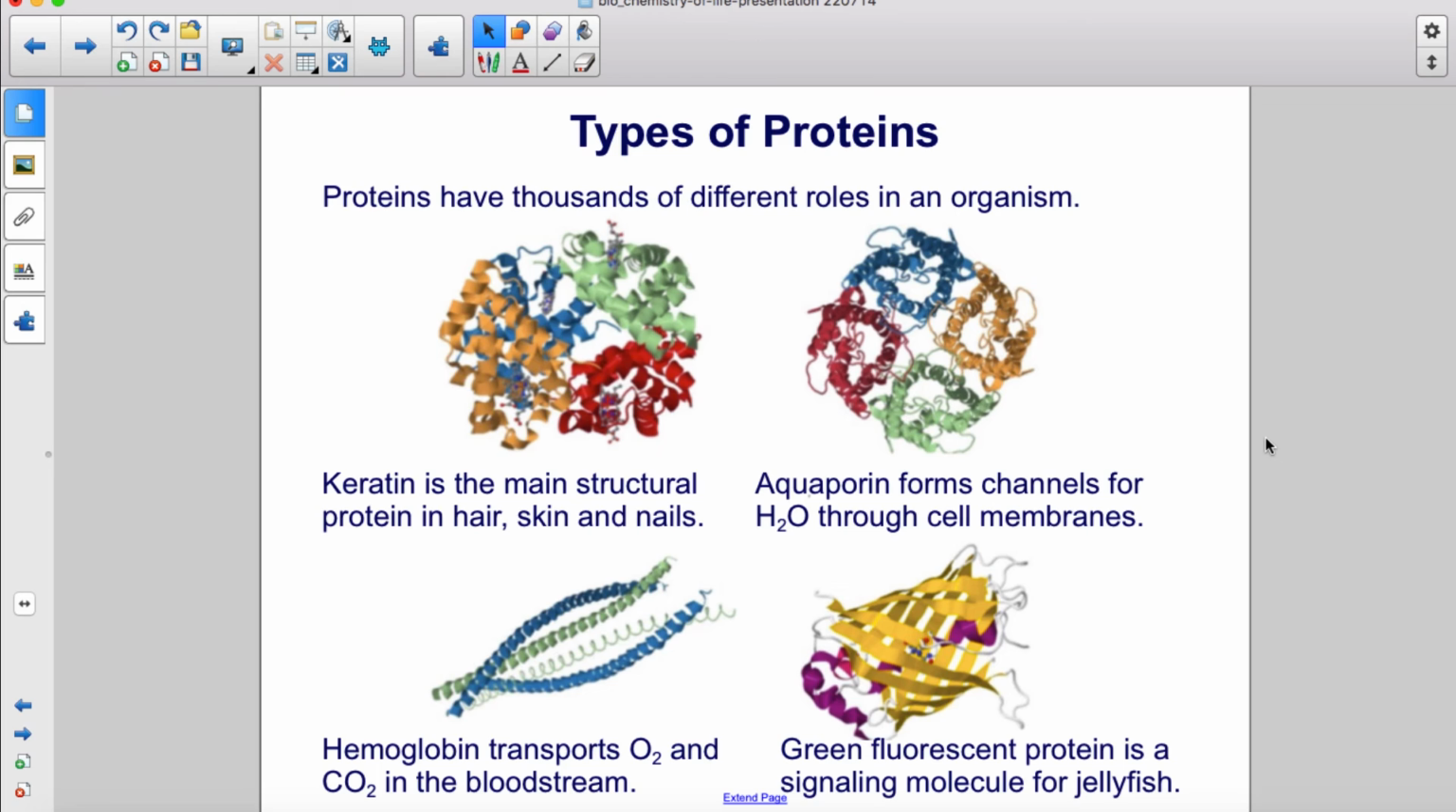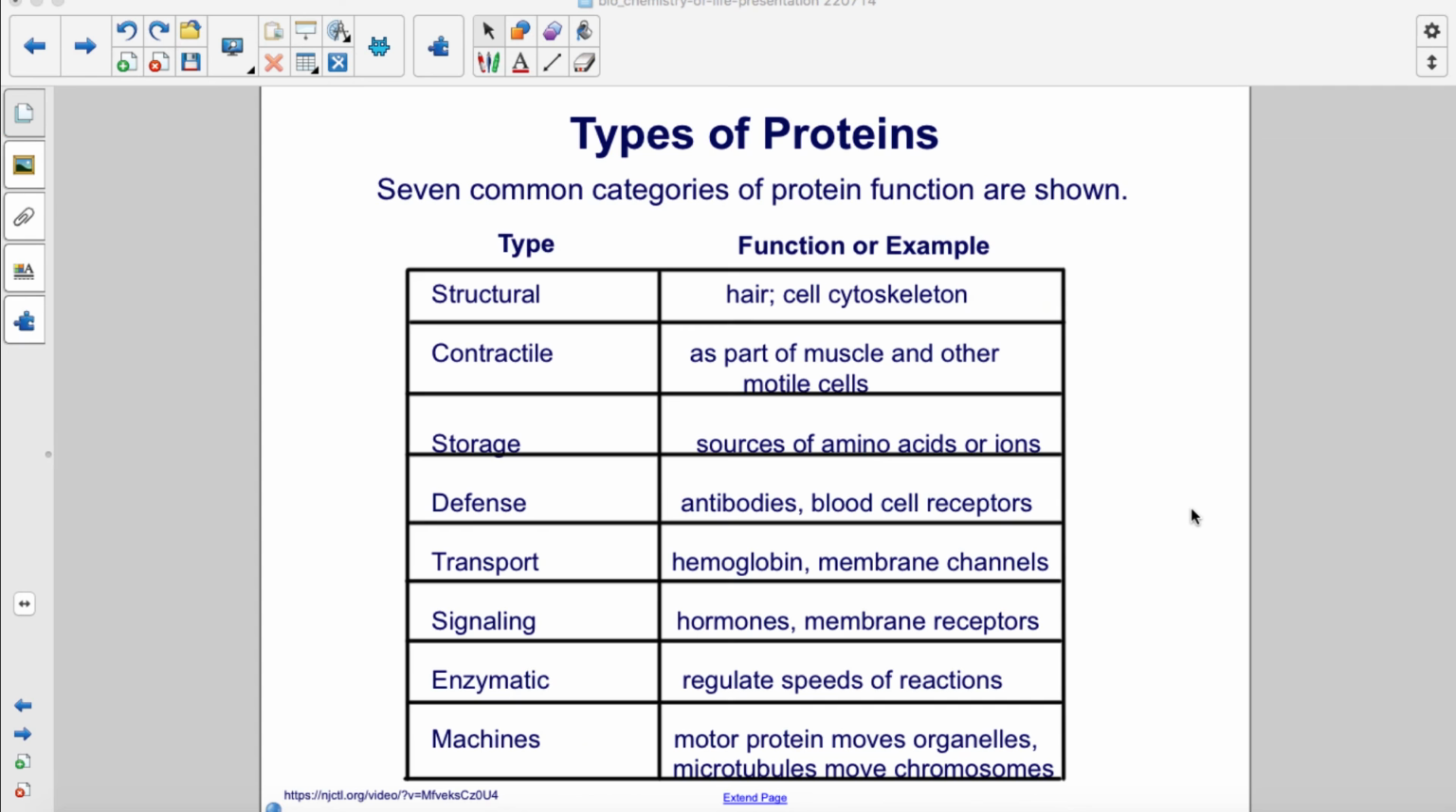Proteins have thousands of different roles in an organism. Keratin is the main structural protein in hair, skin, and nails. Aquaporin forms channels for water through cell membranes. Hemoglobin transports oxygen and carbon dioxide in the bloodstream. And green fluorescent protein is a signaling molecule for jellyfish.